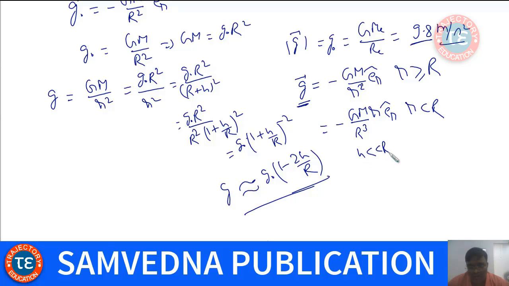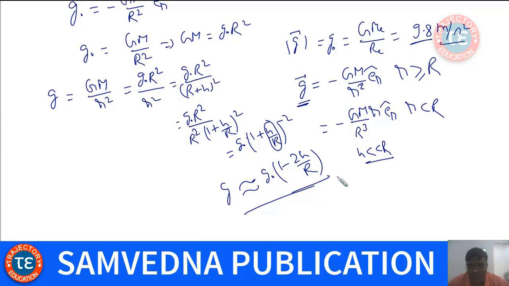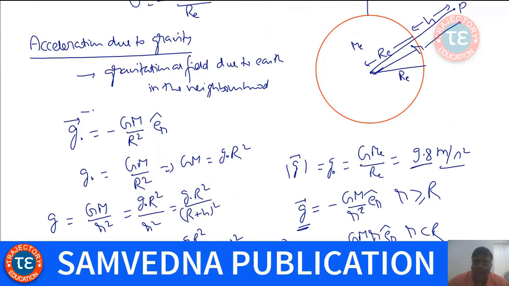That's g at the height h. But that will be valid only when h is very small compared to r. This formula will be valid only when h is less than r, of course. This is valid when this is less than 1. Alright, so this is acceleration due to gravity at height h.